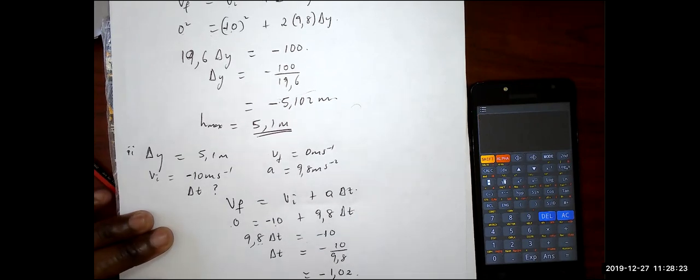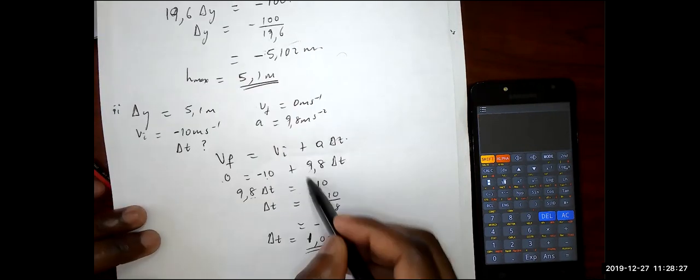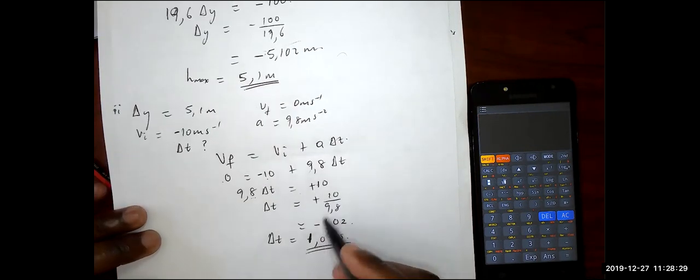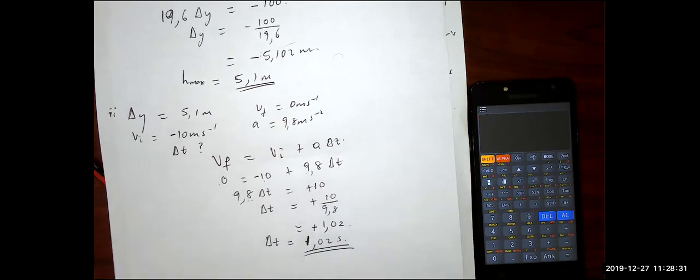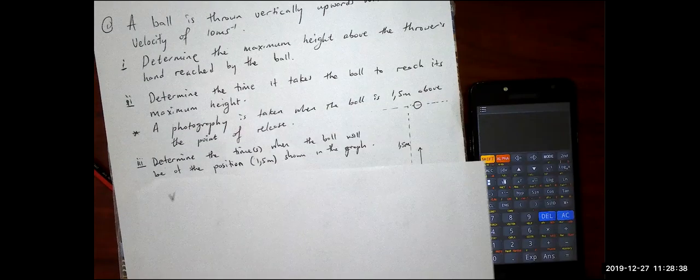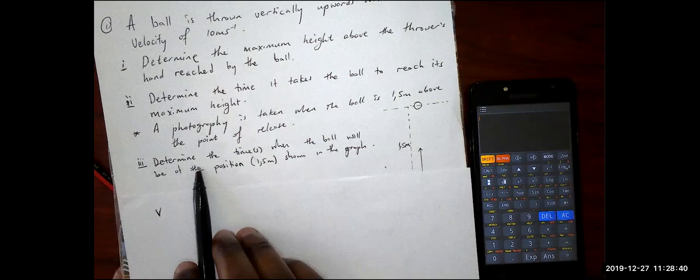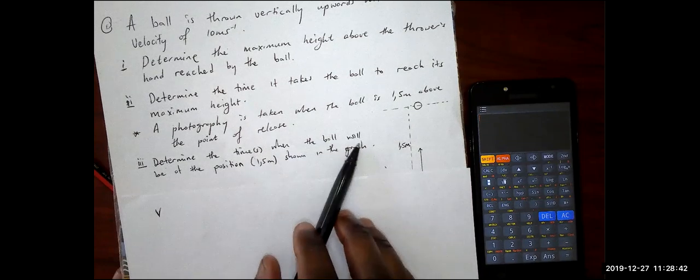Then it means that it's going to give us a positive value, but still the same answer. Here we're supposed to get a positive value, which is fine. So now let's see our problem here. Our current problem is saying determine the times when the ball will be at the same position.